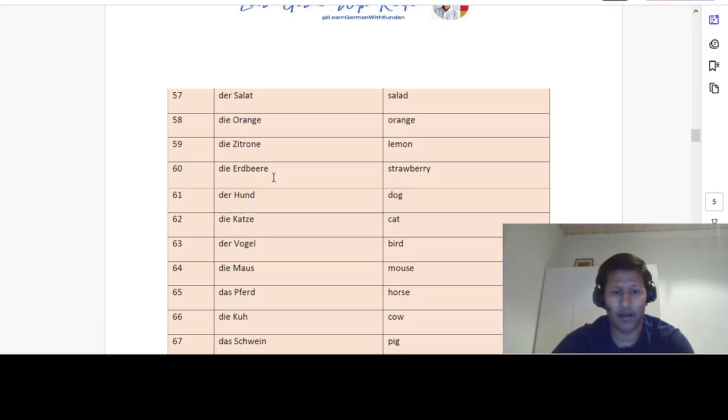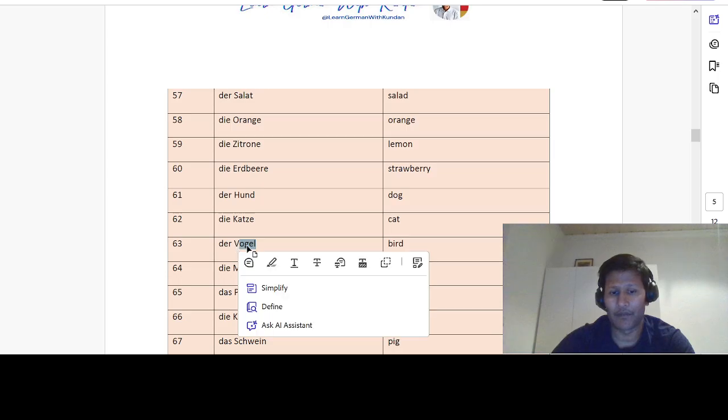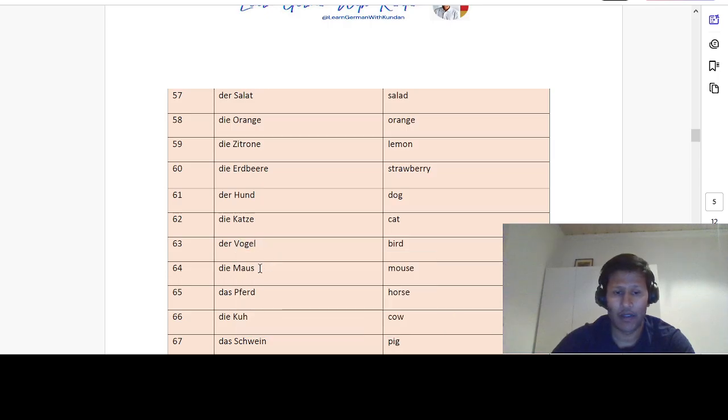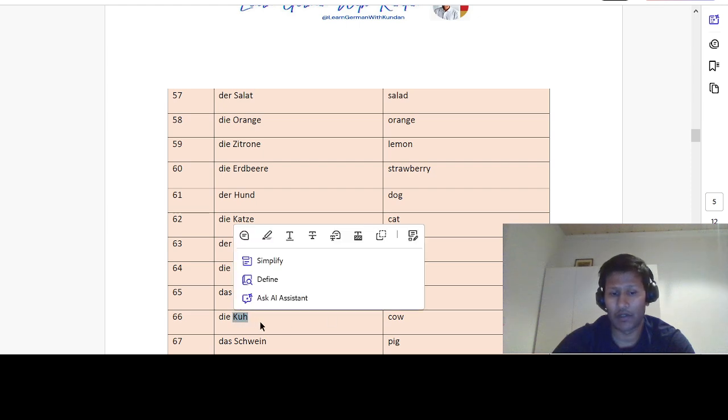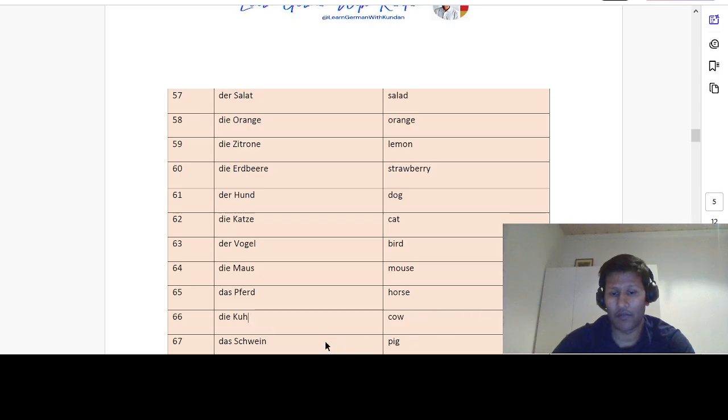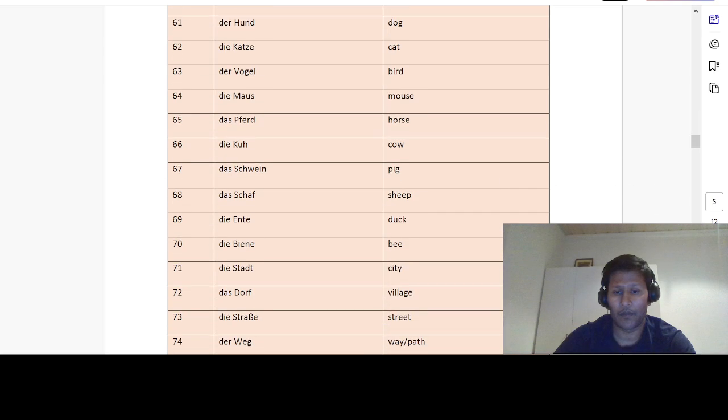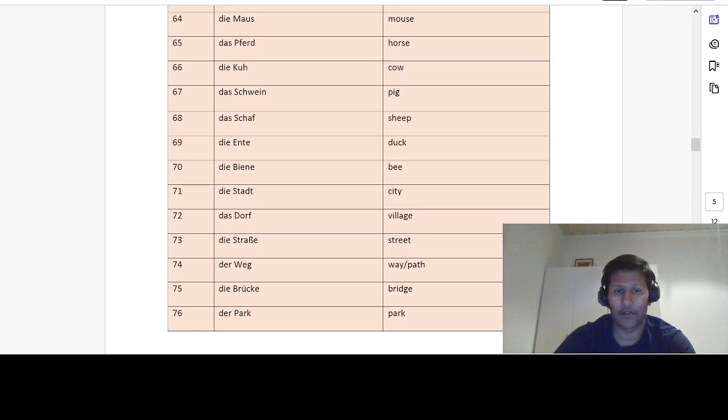So der Hund, dog. Die Katze, cat. Der Vogel, bird. And then we have die Maus. And then we have das Pferd, horse. And then we have die Kuh, cow. And then we have das Schwein, pig. 67.